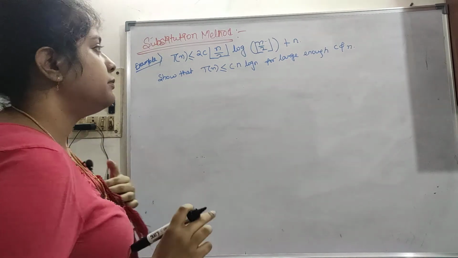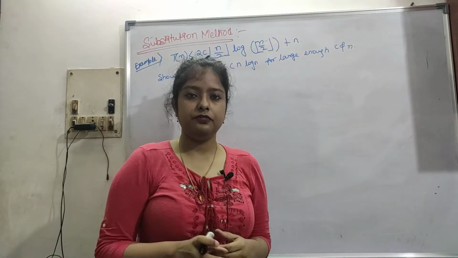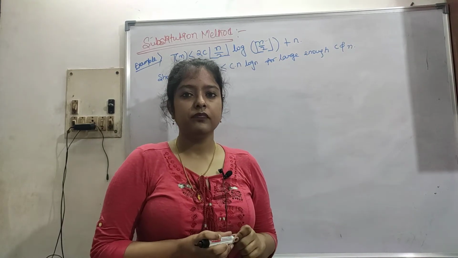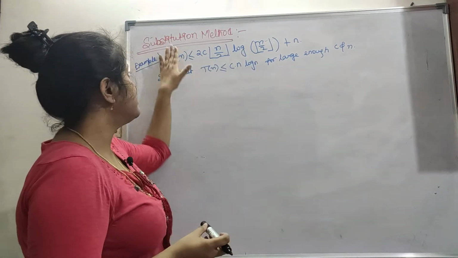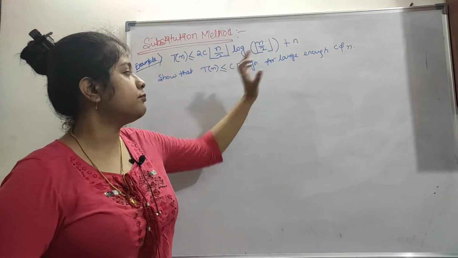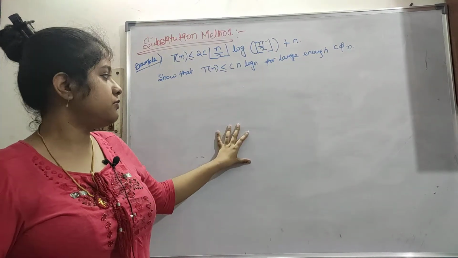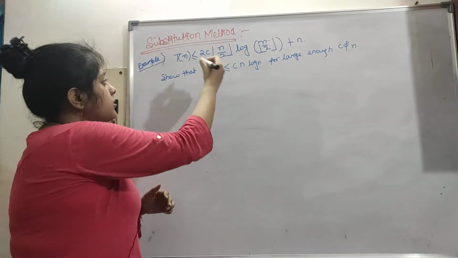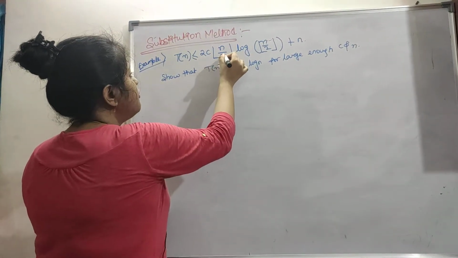So now in my previous video I have already told you there are 4 ways to solve a recurrence relation. Now I will start with the substitution method. I have taken an example, and I will show you how the substitution method works. Okay, so this is our example: Tn is less than or equal to 2T of floor of n by 2.